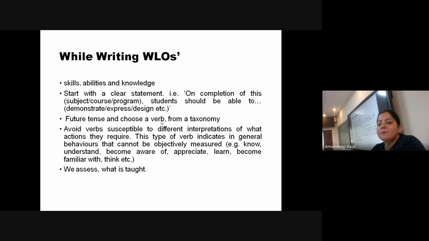Avoid verbs susceptible to different interpretations of what action they require. So when I'm saying to know about, understand something, become aware of, appreciate, learn a new thing, become familiar with, these are all vague terms. Every human being has a different kind of perception of the verb written.